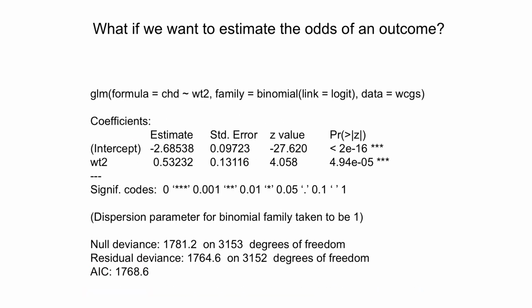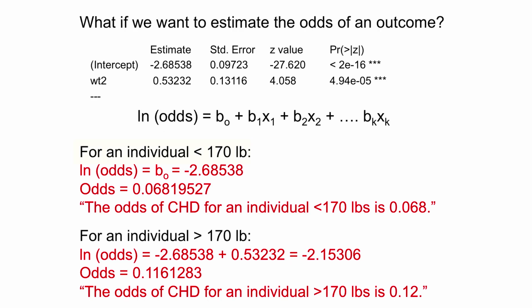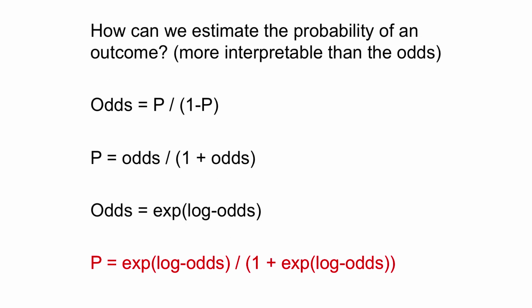We also learned how to estimate the odds of an outcome. For the reference group of less than 170 pounds, the log odds of the outcome is the intercept value, and the odds is this value exponentiated. For the group of interest of greater than 170 pounds, the log odds of the outcome is the intercept plus beta 1. And then we exponentiate this total to get the odds. For example, we could say that the odds of CHD for an individual greater than 170 pounds is 0.12.